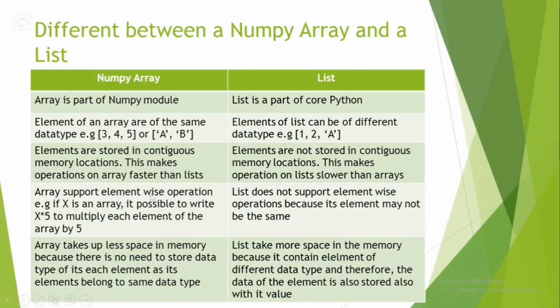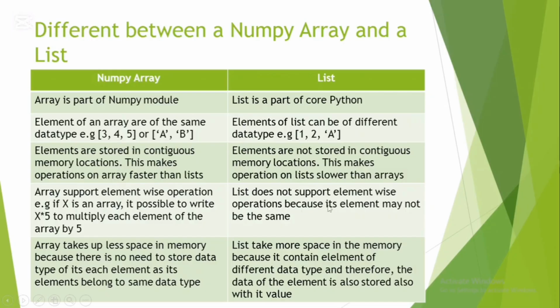An array supports element-wise operations. What do you mean by element-wise operation? If x is an array, it is possible to write x multiplied by 5. What is this going to do? It's going to multiply each element of the array by 5. So let's say we have 3, 4, 5 set to x, and I say x multiplied by 5. Now it's going to return 15, 20, 25 as a new array for us. That's how it works. But a list cannot do this.